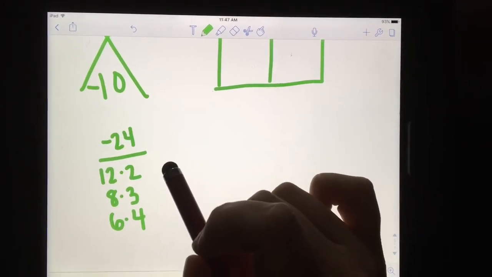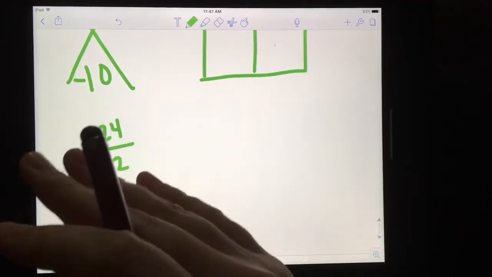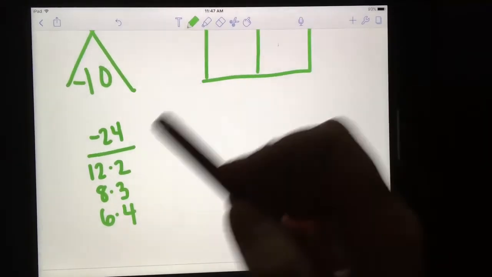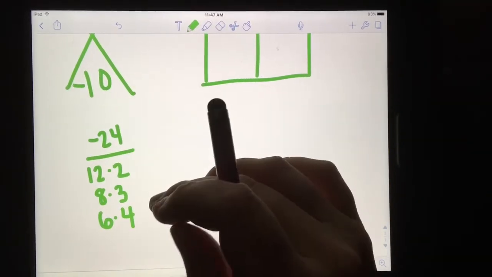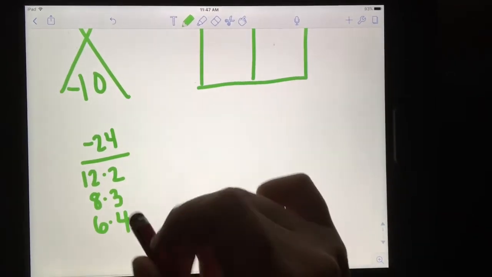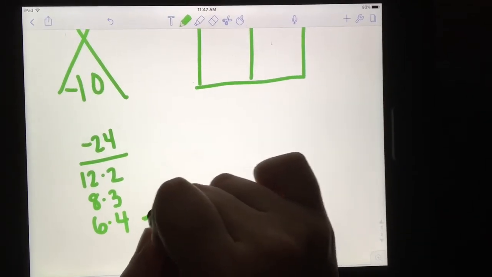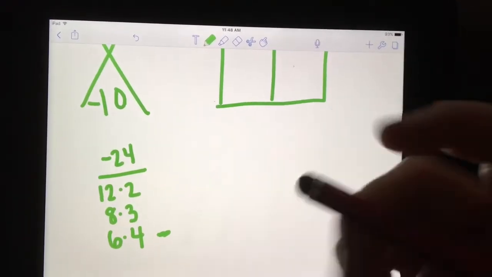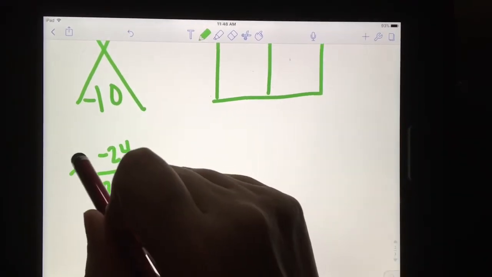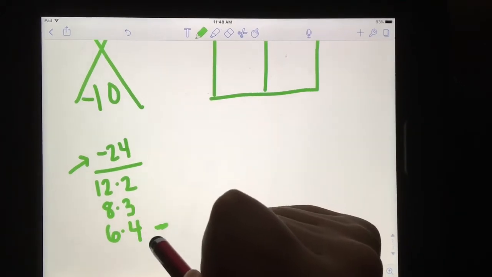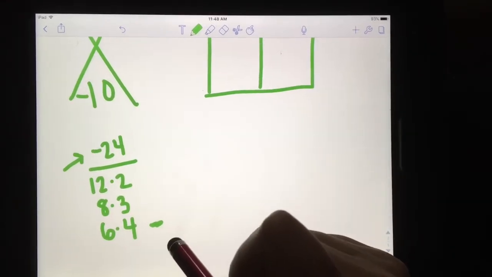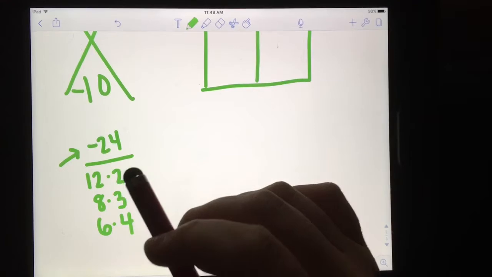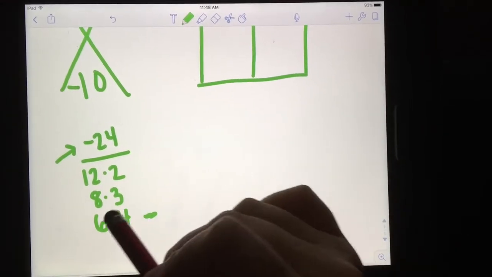And that's all that comes to mind right now. So I'm going to go ahead and check what I've got and see if any of these combinations will get me to a negative 10. Well, right off the bat, I'm looking here and I say, oh, 6 times 4, 6 and 4, that adds to 10. But in order for it to multiply to a negative 24, it means one of my terms needs to be negative and one of my terms needs to be positive.